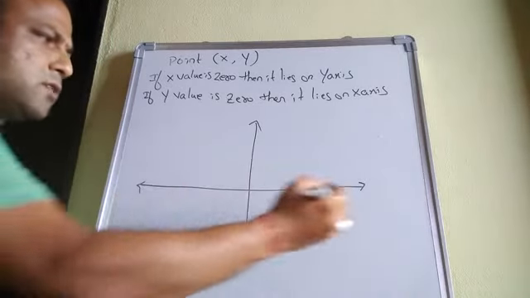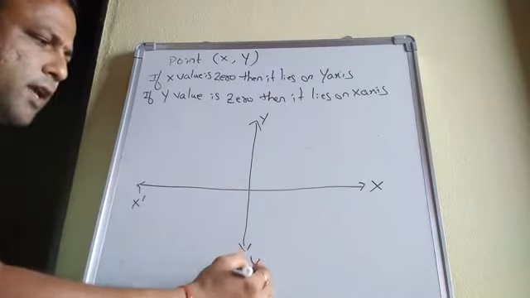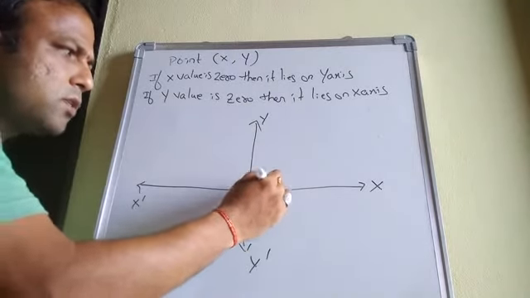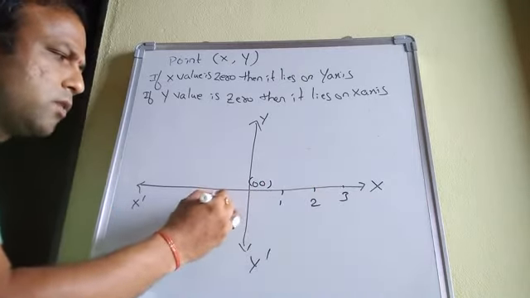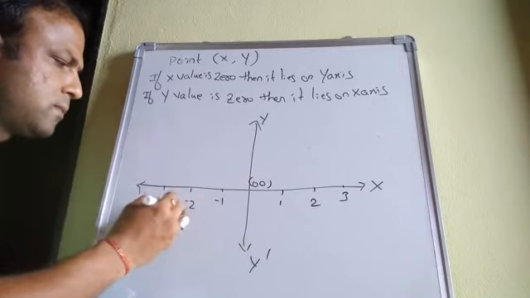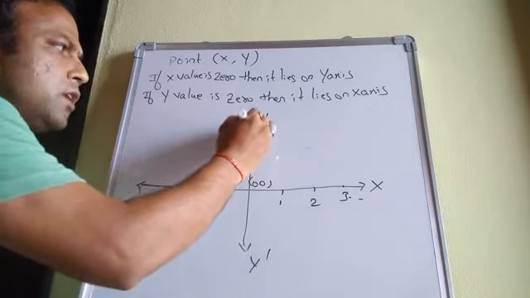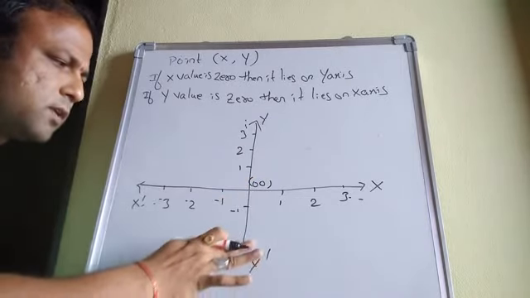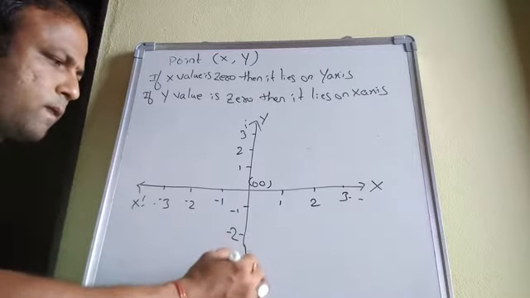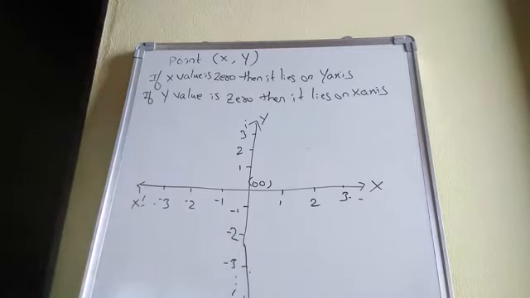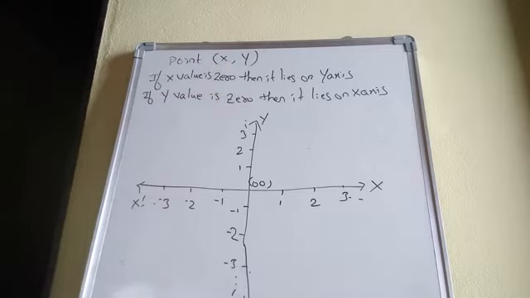So what are the different axes we have? X, x dash, y, y dash. So when a point lies on these axes, how is it? We'll be learning. Okay students? Here 1, 2, 3, and so on, and -1, -2, -3, and so on.